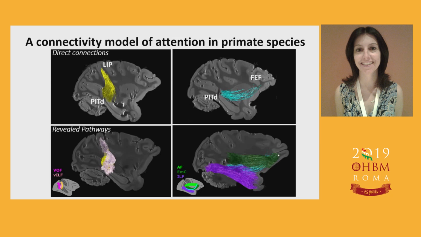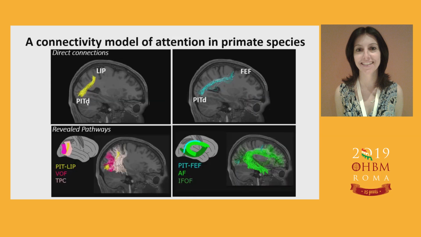When we asked the same question in humans, we found again direct connection between PITd and LIP and PITd and FEF. Similarly to the macaque, we found that this vertical tract was mostly running anteriorly through the temporal-parietal connection, but differently from the macaque, the temporal-frontal connection was mostly running through the arcuate fasciculus and not ventrally through the IFOF. And this stands as a difference between the two species that might be accounted for by the way this posterior part of the brain expanded.